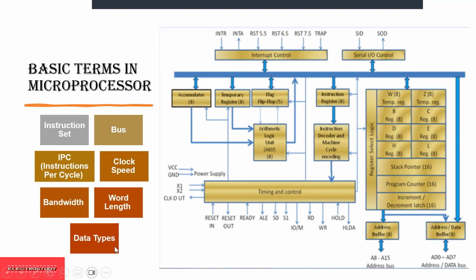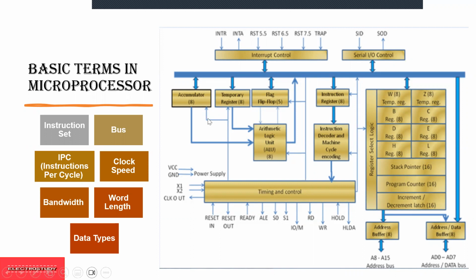And finally, data types. The microprocessor has multiple kinds of data formats like binary, BCD, ASCII, signed and unsigned numbers. So it can deal with different kinds of data types.